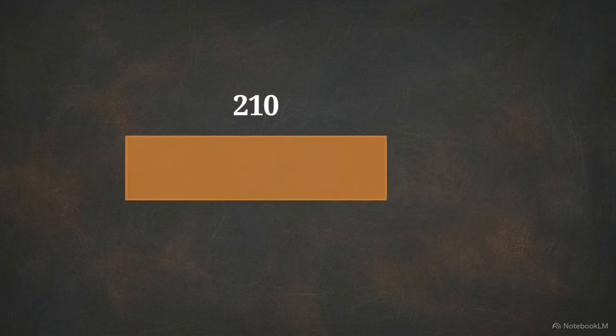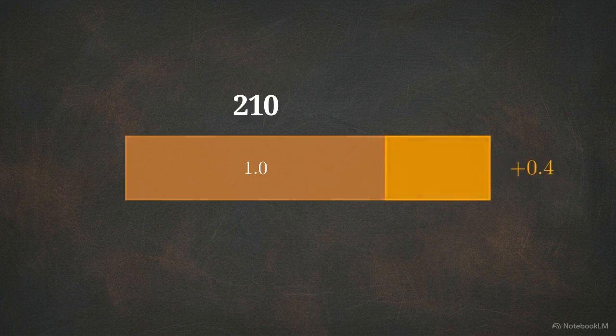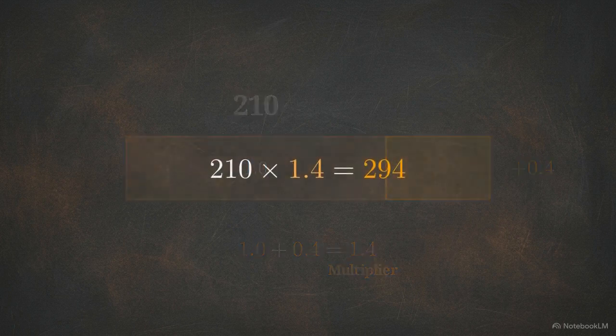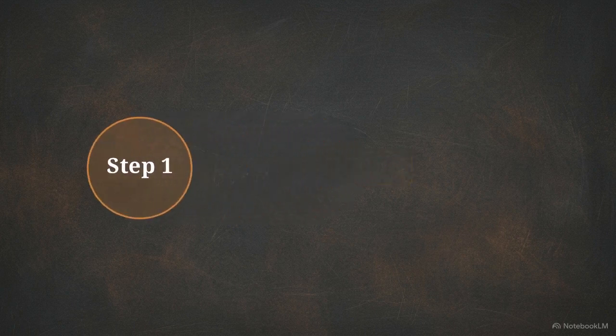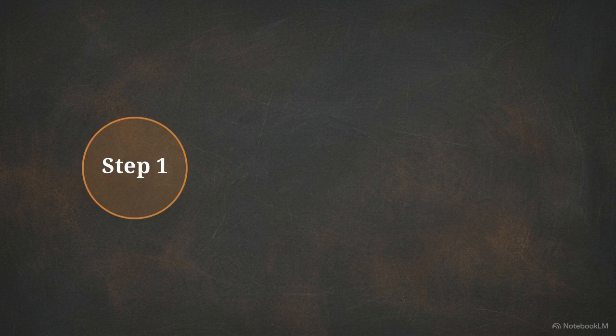Instead, we scale. Think of any original value, like 210, as the complete whole. That whole is exactly 100%, or 1.0 in decimal form. To increase that value by 40%, you don't calculate the 40% separately. You look at the decimal. 40% adds an extra 0.4 to your 1.0 base. Adding them gives you a multiplier of 1.4. Multiply your 210 by 1.4, and you arrive directly at 294.